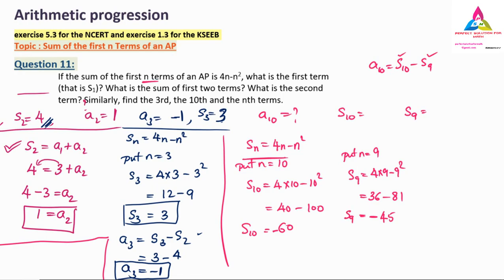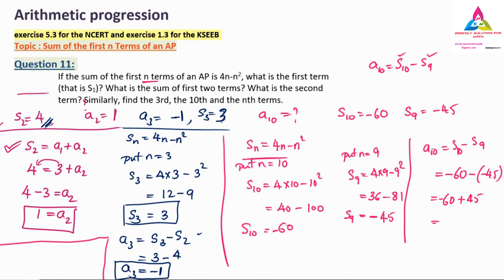Okay, next we have to find A10. We found S9 as minus 45 and S10 as minus 60. How to find A10? I have already written the formula. A10 is equal to S10 minus S9. S10 is minus 60. S9 is minus 45. I have written it in a bracket because we have two negative symbols, so minus 60 minus, minus, plus 45.